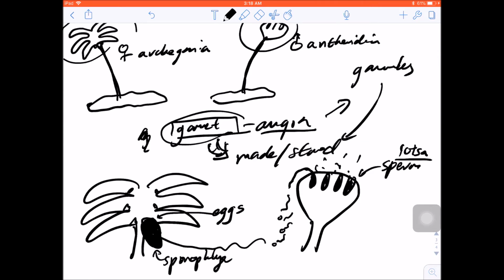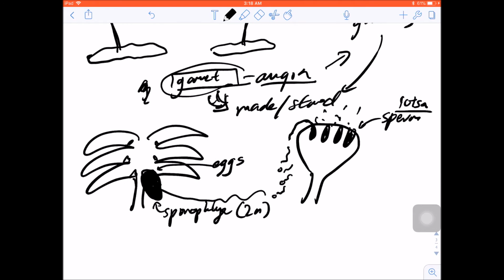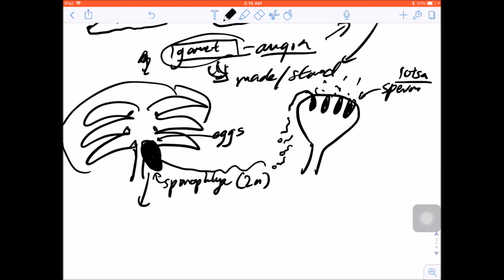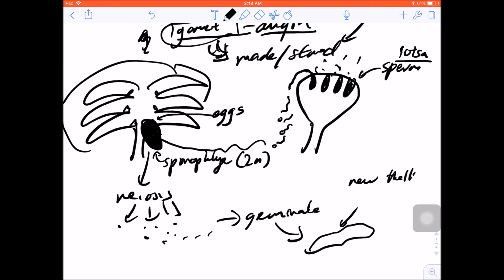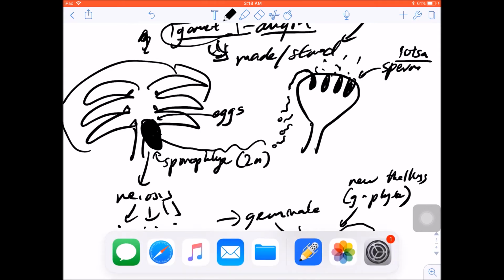This is the mature sporophyte, the 2N. Remember, it's just attached to the female gametophyte. It relies on the whole female gametophyte for its nutrients and water. Inside the sporophyte, you'll do meiosis and make spores. Those spores will land in a nice damp place, germinate, and grow up into a new thallus, also known as the gametophyte. And the circle of life continues. Beautiful, right?